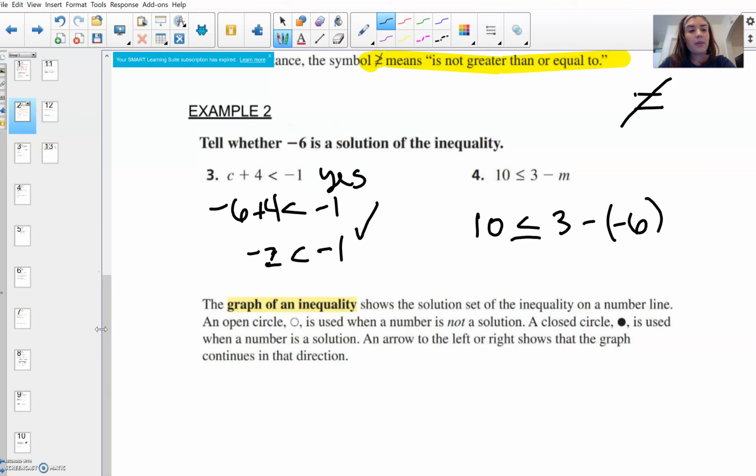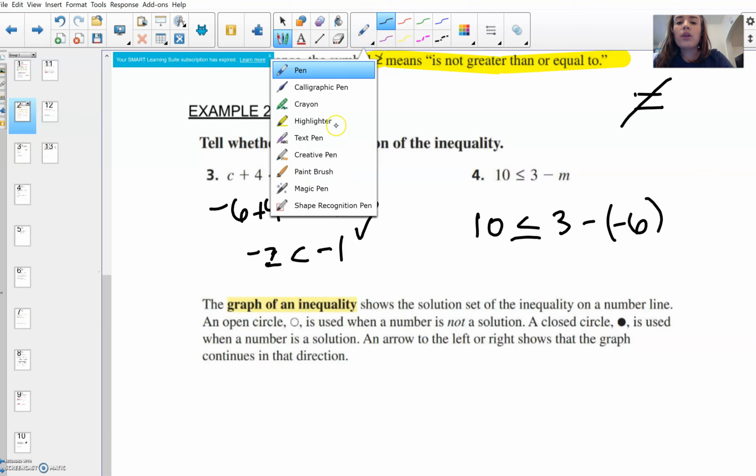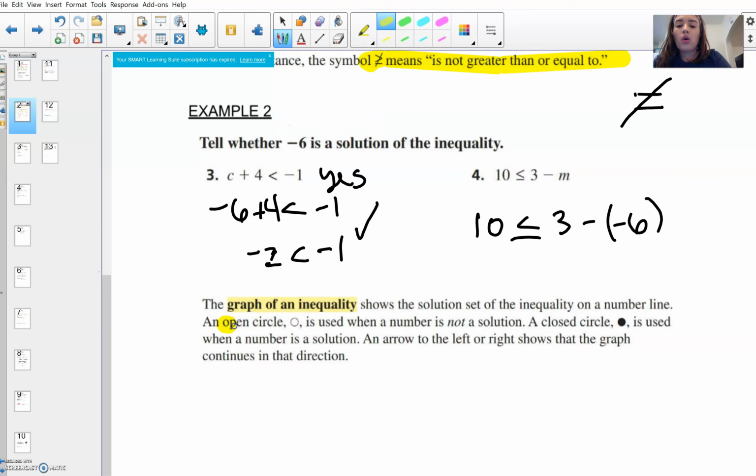Okay. Our next step is we're going to learn how to graph. The graph of an inequality shows the solution set of the inequality on a number line. So these are the important things to know. An open circle is used when the number is not a solution. A closed circle is used when a number is a solution. And then you'll have an arrow to the left or right to show that the graph continues in that direction.